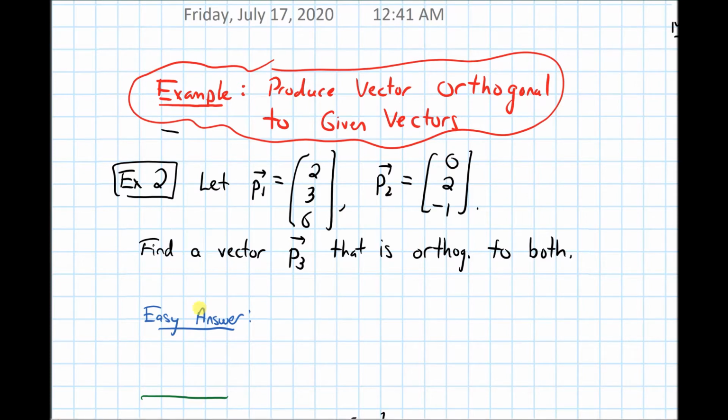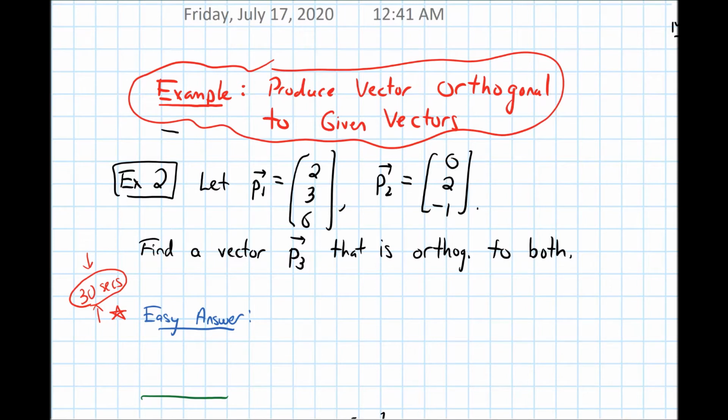Okay, so there's an easy answer to this. There's an easy answer that we could tell without even doing any computation. I'd encourage you guys to pause the video for about 30 seconds and think about what that easy answer is, something that's perpendicular, orthogonal to both of these. So 4, 3, 2, 1, pause the video for about 30 seconds and think about that. Alright, so hopefully you guys did that.